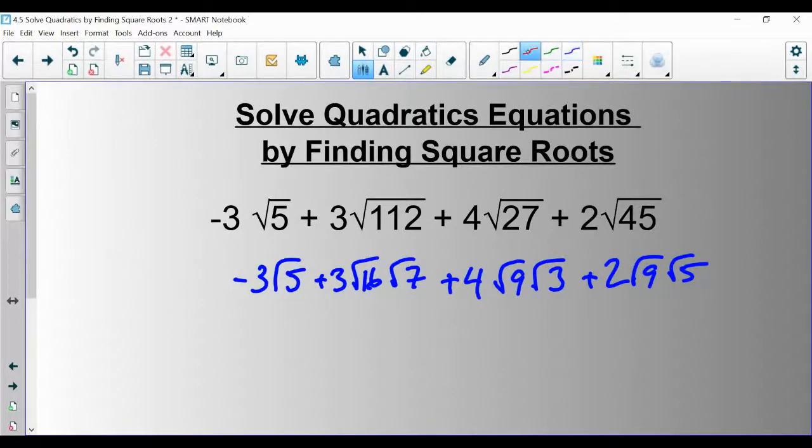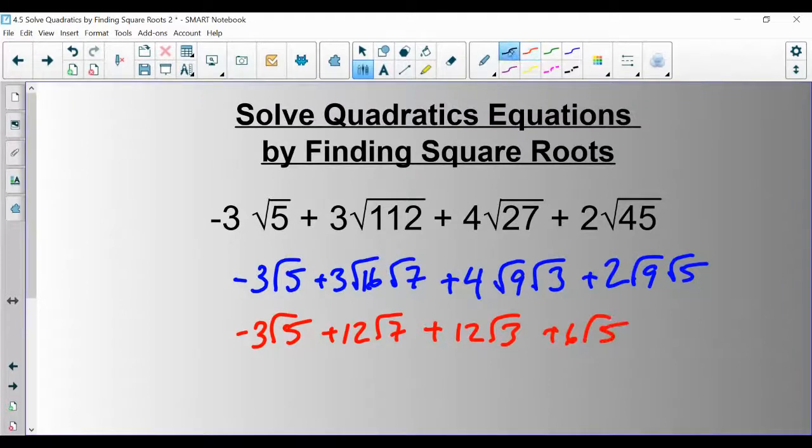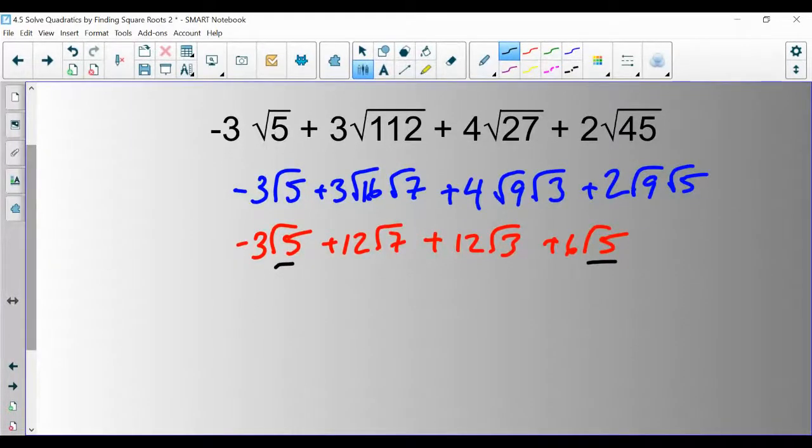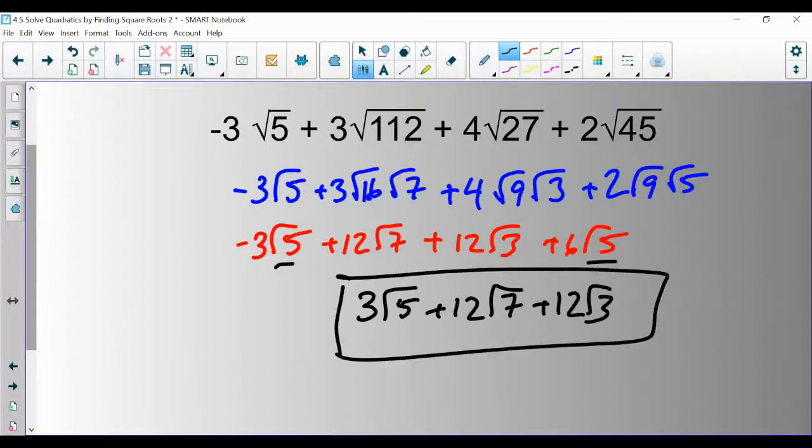Now I'm going to simplify all the ones that I can. This one doesn't have anything to simplify. Root 16 is 4, and then I would multiply the 3 and the 4 to get 12 root 7. And root 9 is 3, so I'd get 12 root 3. And the square root of 9 is 3, so I'd get 6 root 5. Now I'm going to look for whichever ones have the exact same root, and I can combine their coefficients. Negative 3 and a positive 6 would be 3 root 5 plus 12 root 7 plus 12 root 3, final answer.